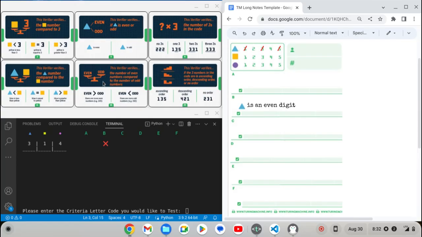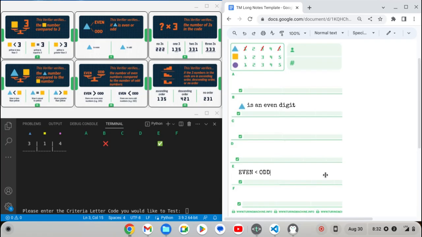Next, let's go ahead and test criteria card E to find out a little bit about the ratio of even to odds. Okay, so the Turing Machine does approve of my proposal. Notice that in 314, I do have 2 odds to a single even. So it's basically letting me know that yes, it's true that there should be less even than odds. So let's go ahead and type that up in section E. And that again is that even is less than odd.